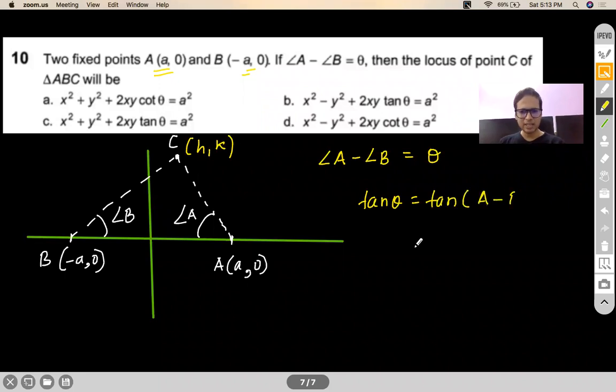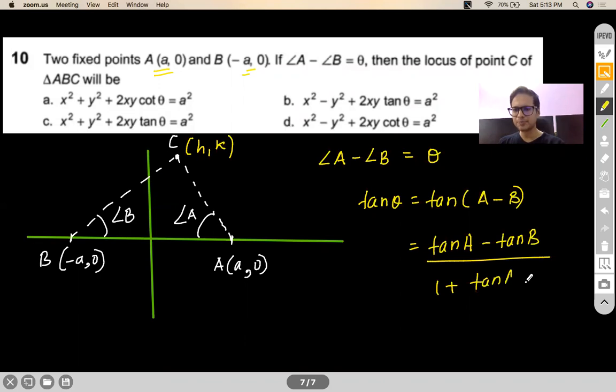Tan of a minus b is nothing but tan a minus tan b by 1 plus tan a tan b. Correct. Now look at the figure. Tell me what is tan a.